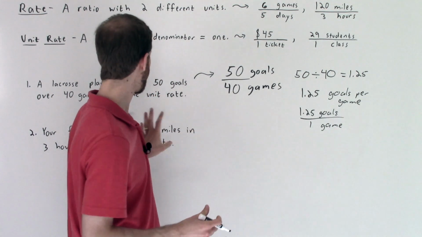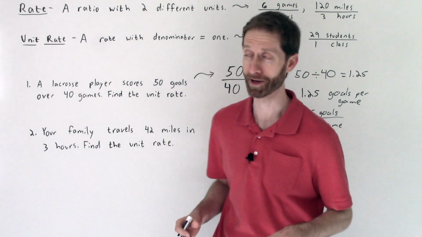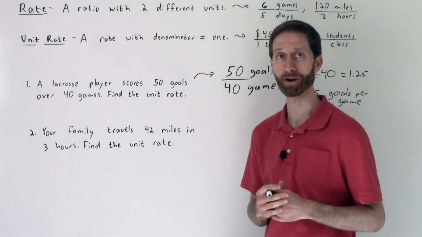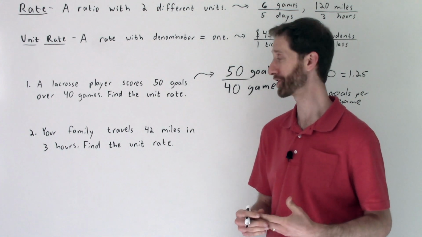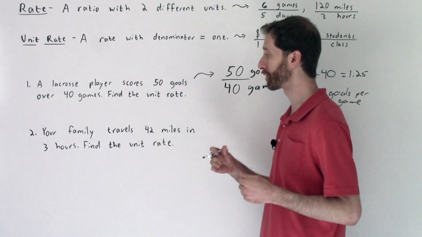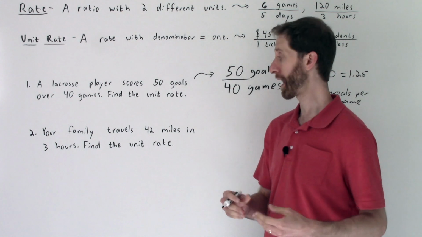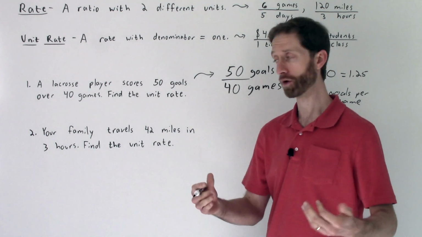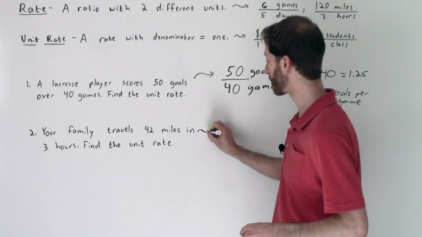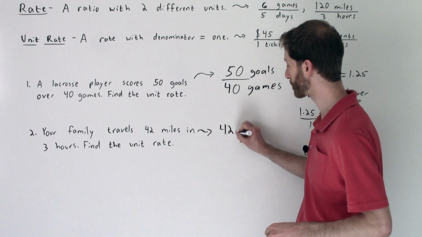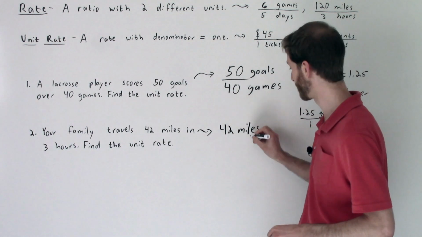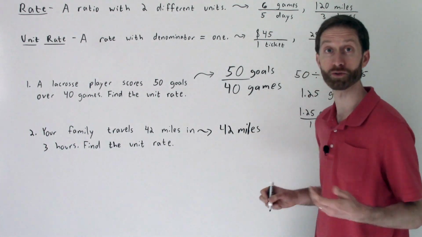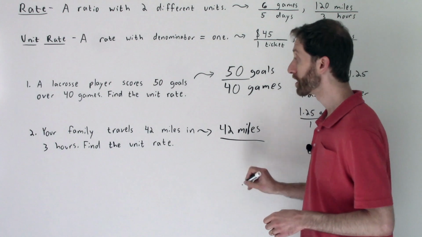All right, so I've got one other example right behind me right here that will go over how to find a unit rate, and then that'll be it for us for rates and unit rates as far as an introduction goes. Your family travels 42 miles in 3 hours. Find the unit rate. So 42 miles in 3 hours, I look at this and I think, well, that's 42 miles, again, keeping the units. Would help if I could write an I, right? So I'll make that more of an I. 42 miles per 3 hours.